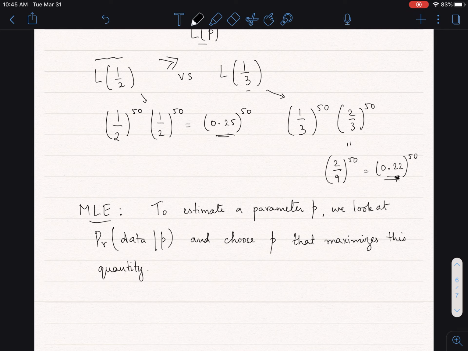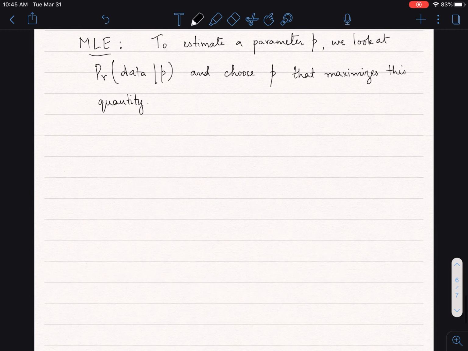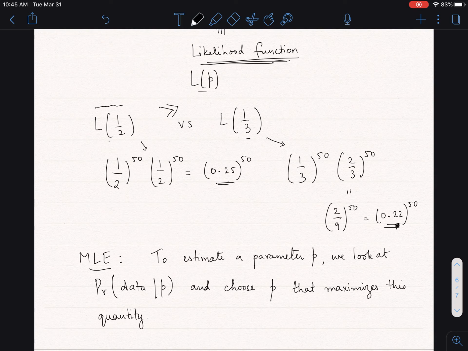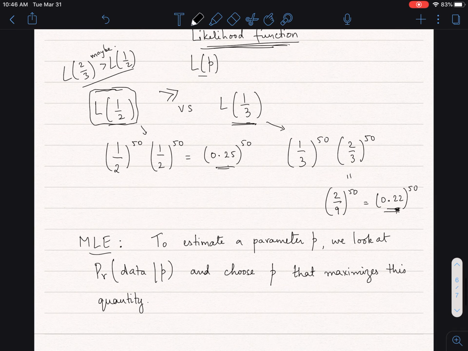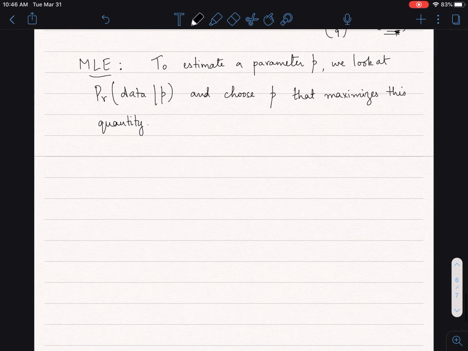Okay, so let's do it in this example. What we saw is that L of half is much bigger than L of 1/3, right? But now you could ask, could there be some other value, not half, let's say 3/4 or 2/3, which is maybe much larger than L of half? So maybe L of 2/3 is more than L of half. We don't know. So what maximum likelihood estimation is telling us is to find p such that L of p is as large as possible. Okay, so let's do it a bit more generally.